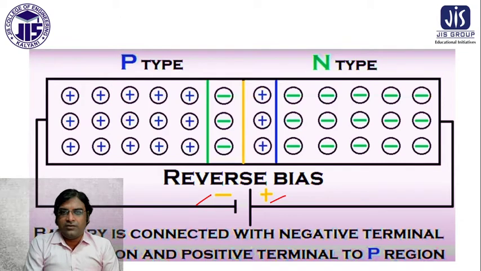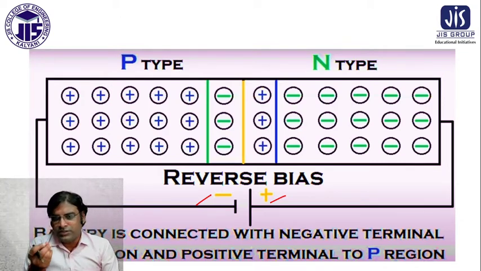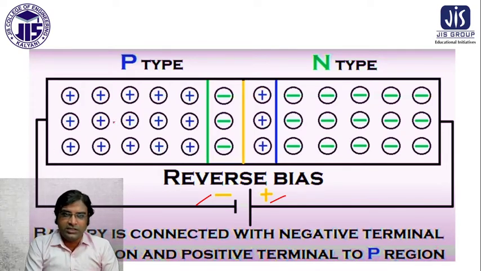A very small, minor amount of current flows because of the minority carriers. Here the minority carrier is the electron, and here the minority carrier is the hole, that is, in N type and P type.